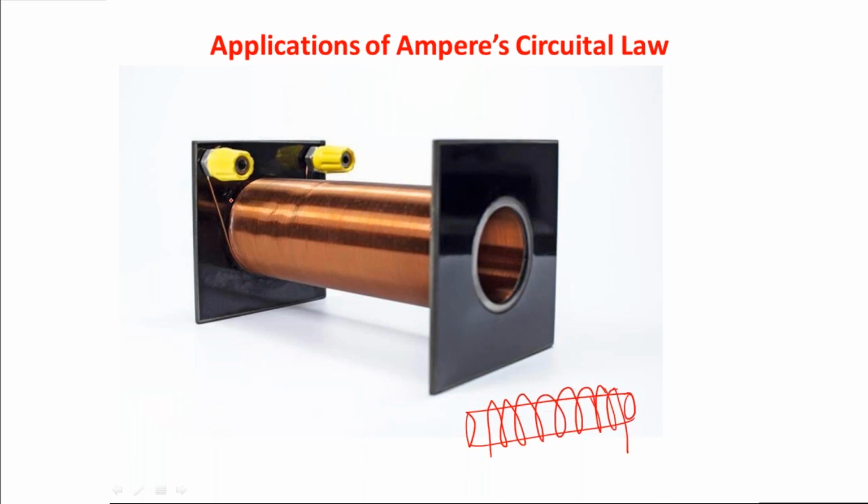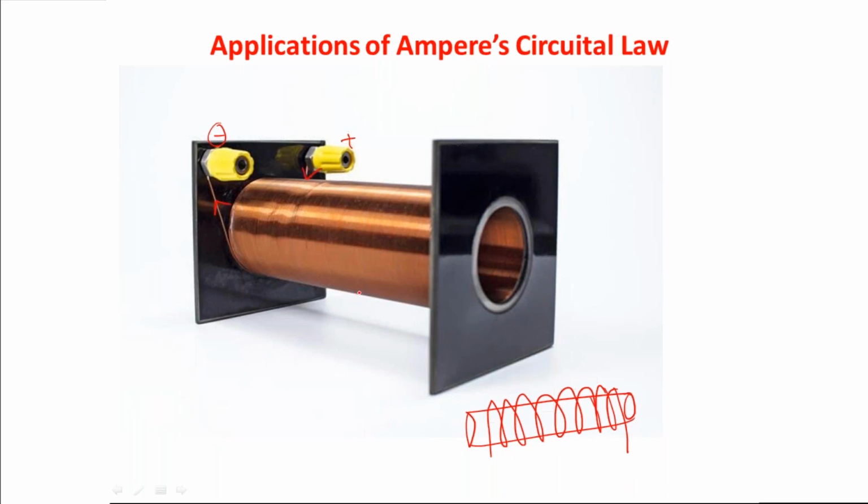Suppose this is positive, this is negative. The current flowing through this wire will have different directions. If this is negative, then the current direction will be this. If this is positive, the current direction will be in this way.